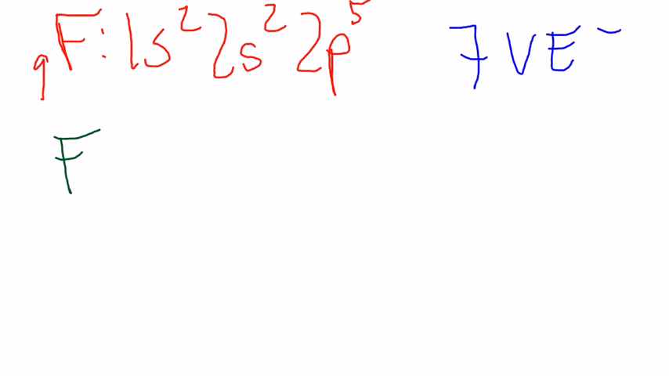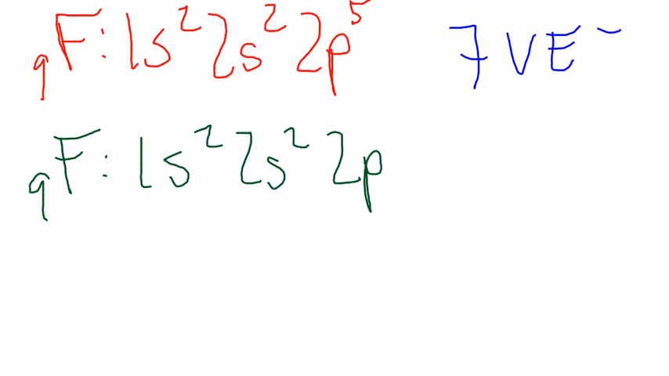So what I'm going to do right now is show you something slightly different. This is going to be fluorine after it's pulled in an extra electron. It doesn't have 9 electrons now like it did at the beginning. It actually has now 10 electrons. So what it did is it grabbed an extra electron.